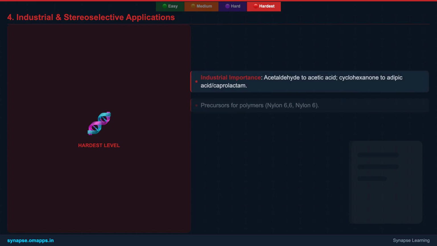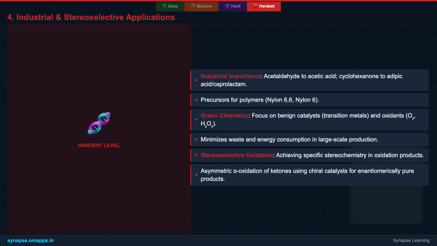The oxidation of aldehydes and ketones is not just academic, it's vital for industrial synthesis. Consider the production of acetic acid from acetaldehyde, or adipic acid and caprolactam from cyclohexanone. These are cornerstone processes for polymers like nylon. Modern industrial chemistry increasingly focuses on green chemistry principles, favoring environmentally benign catalysts and oxidants like oxygen or hydrogen peroxide to minimize waste and energy consumption.